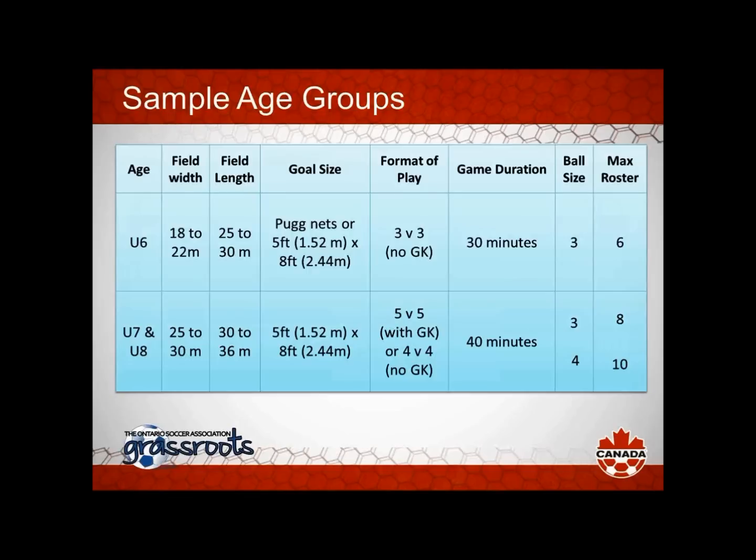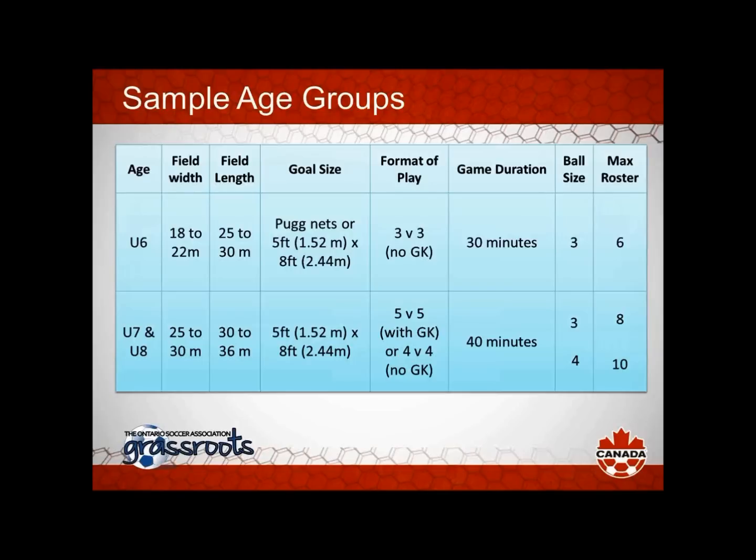For U7 and U8 players, the field width would range from 25 meters to 30 meters. So here you see the field getting a little bit wider. The field length for U7 and U8 ranges from 30 to 36 meters. Again, the field's getting a little bit longer. The goal size, 5 feet by 8 feet.